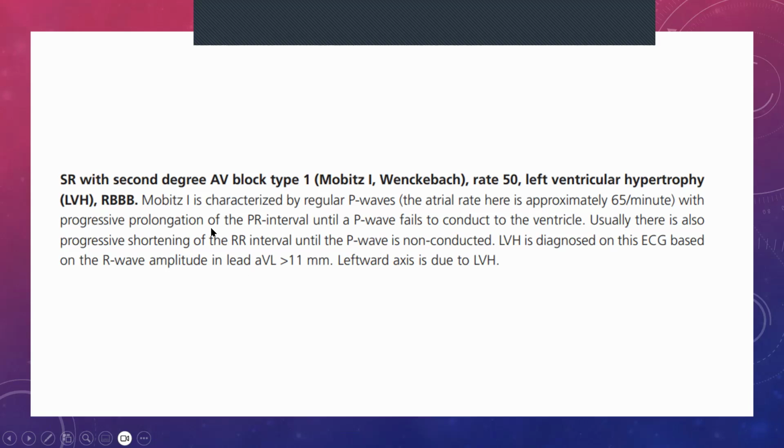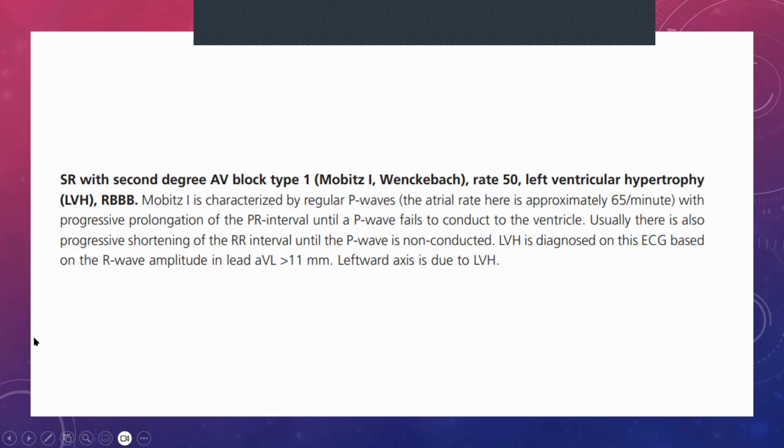Okay, so we're going to get into exactly why this is Mobitz type 1 and maybe not Mobitz type 2. We can just quickly read this. So Mobitz type 1 is characterized by regular P waves. Here the atrial rate is approximately 65 beats per minute with progressive prolongation of the PR interval until the P wave fails to conduct to the ventricle. Usually there's also progressive shortening of the RR interval until the P wave is non-conducted. And in this case, the left ventricular hypertrophy is diagnosed on the ECG based on the R wave amplitude in lead AVL, and as we had mentioned in the other leads as well.